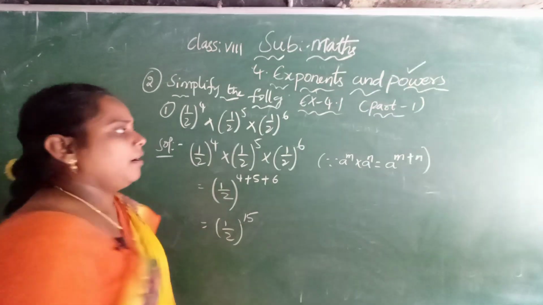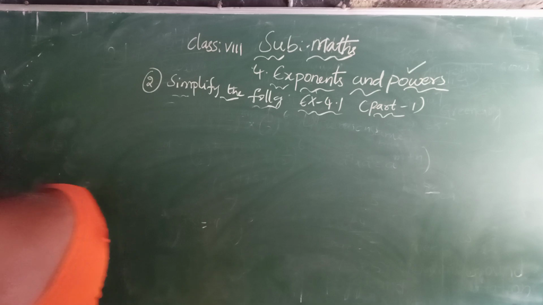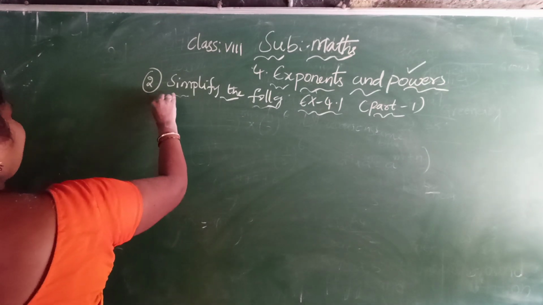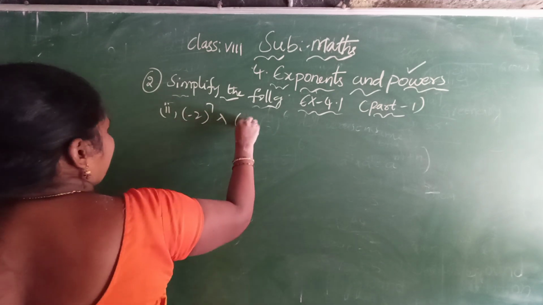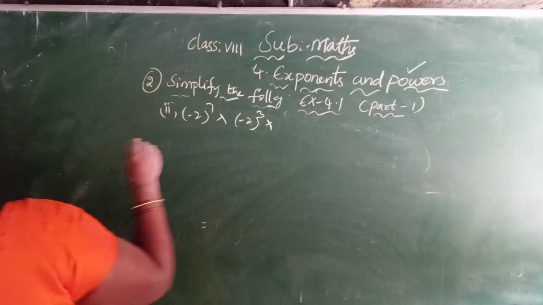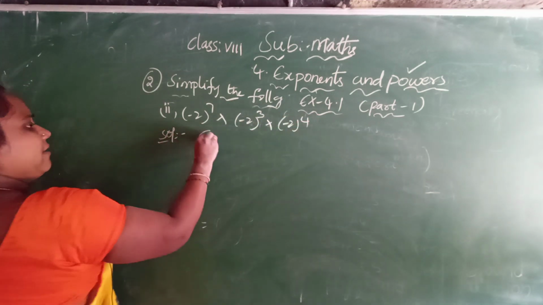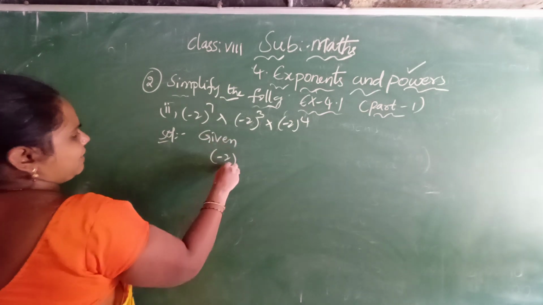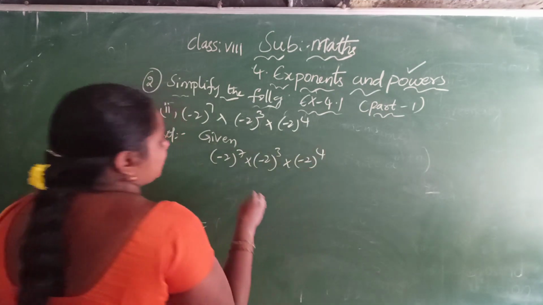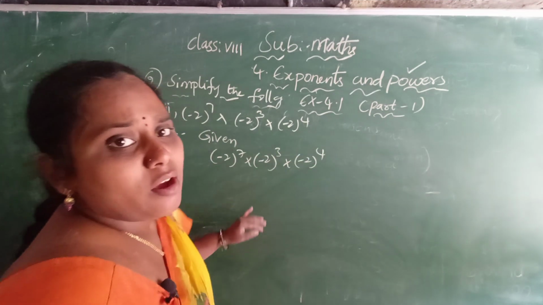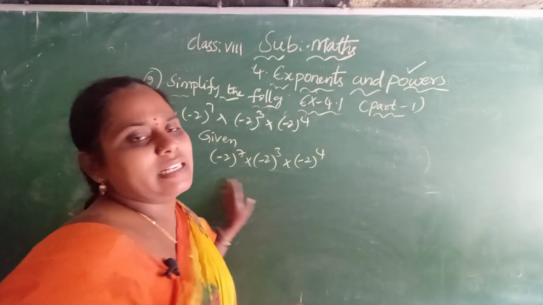Second one. What is your second one given as? Minus 2 power 7 into minus 2 power 3 into minus 2 power 4. If we observe the question, what happens here? Minus 2, minus 2, minus 2. The bases are the same.